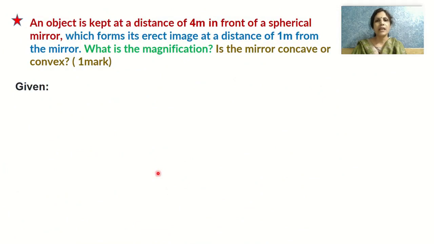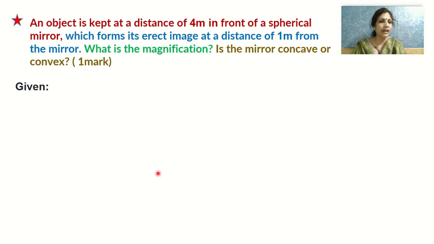The object is kept at a distance of 4 meter in front of a spherical mirror. That spherical mirror forms an erect image which is at a distance of 1 meter from the mirror. What is the magnification? Is the mirror concave or convex? The total marks given to the question is 1.